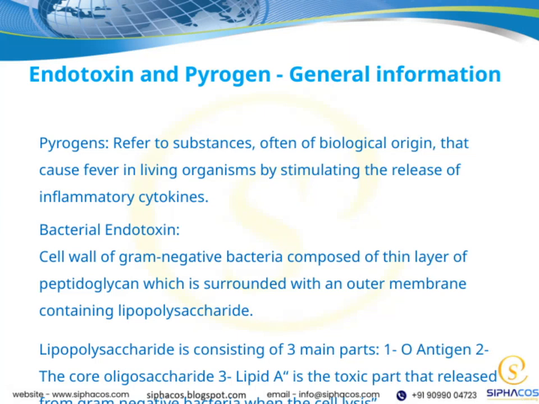Let's start by talking about pyrogens. These are substances, often of biological origin, that can cause fever in living organisms. They do this by stimulating the release of inflammatory cytokines, which are signaling molecules that trigger the body's fever response. Now, a common and important type of pyrogen is bacterial endotoxin.